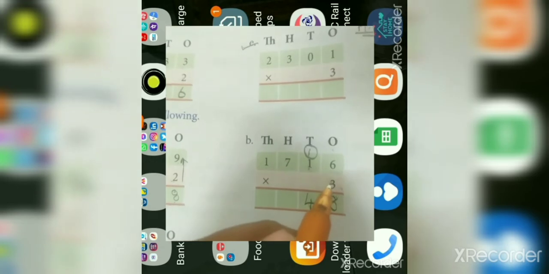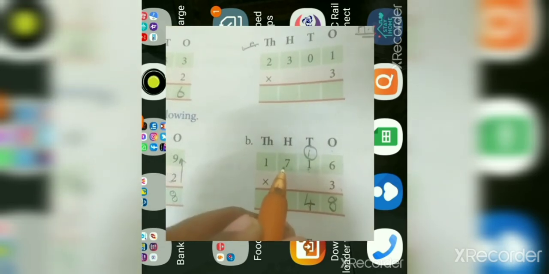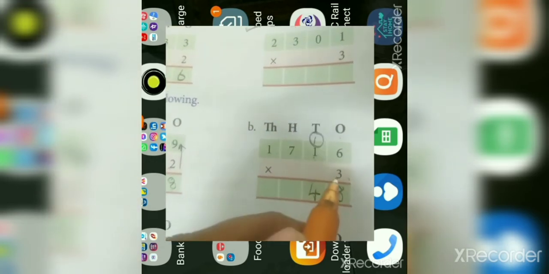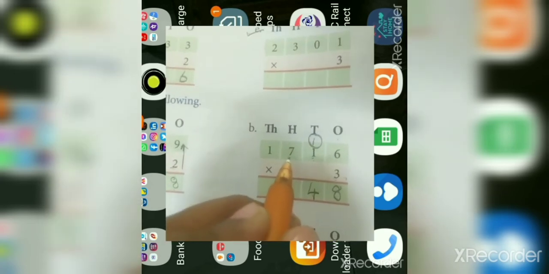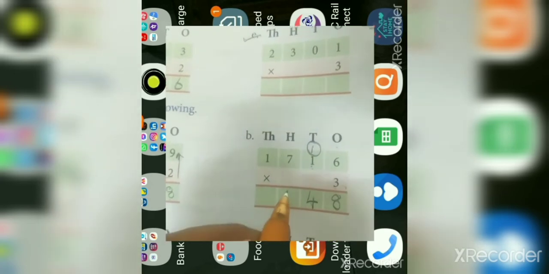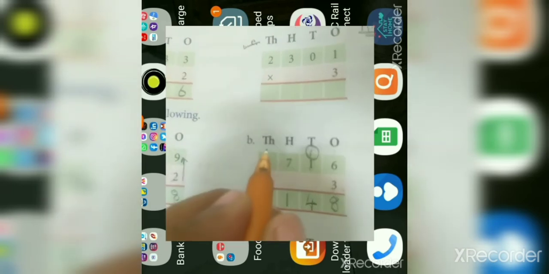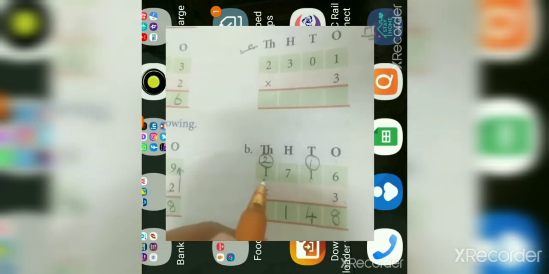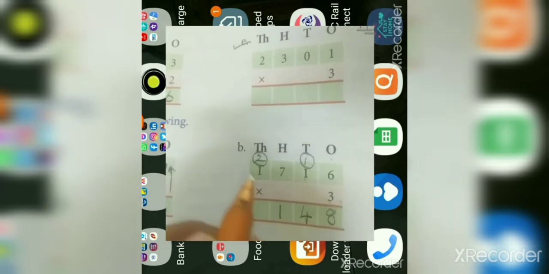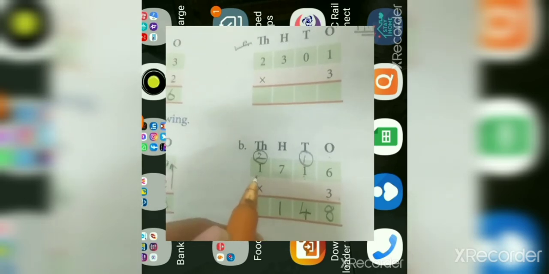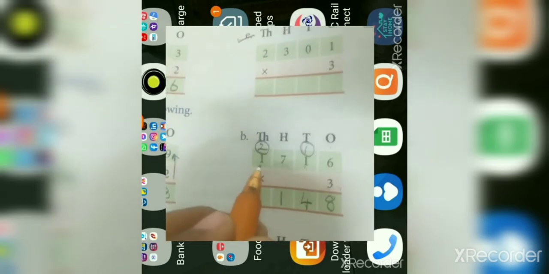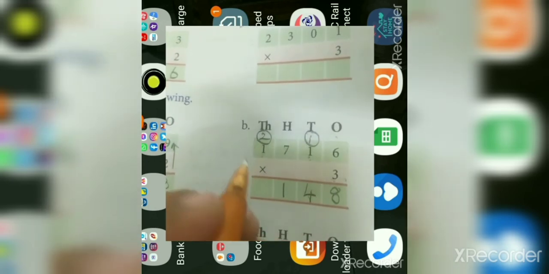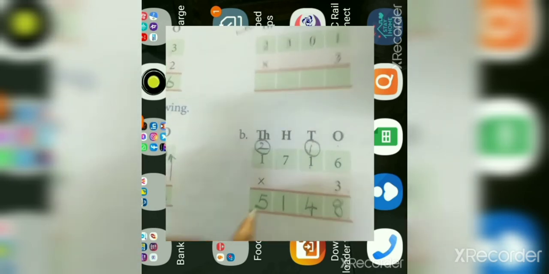Now we will multiply the number in the hundreds place. Hundreds place, what is there? 7 is there. So 3 sevens are 21. So 1 will come in the hundreds place. 2 will carry over to the thousands place. Now we will multiply the number in the thousands place. Thousands place 1 is there. 2 is the carrying number, but the number which is already there is 1. So we will multiply with 1. 3 ones are 3. 3 plus 2 is 5. Now let us go to the next problem.